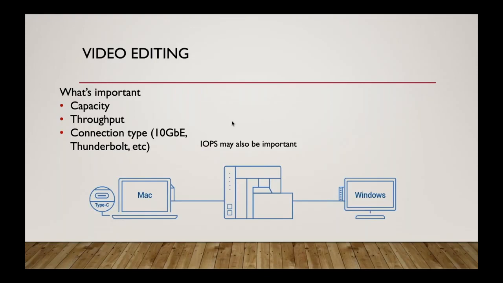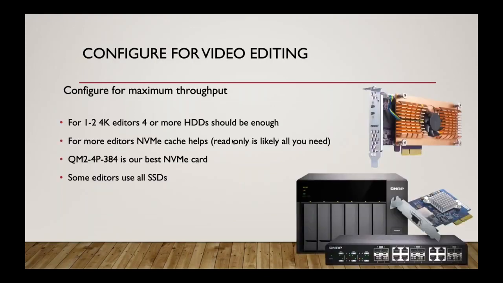And when you start to have more editors at once, IOPS starts to matter more, right? When multiple editors are editing off the NAS simultaneously, they might be getting different footage at the same time, and so IOPS becomes more important. So when you configure for video editing, you're mostly configuring for maximum throughput. So when you have maybe one or two simultaneous 4K editors at once, multiple HDDs is probably enough.